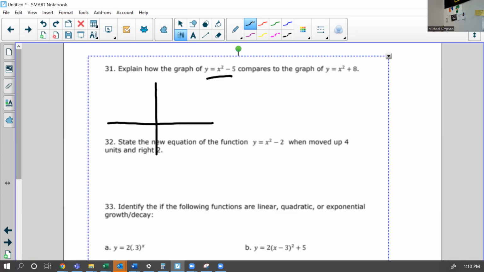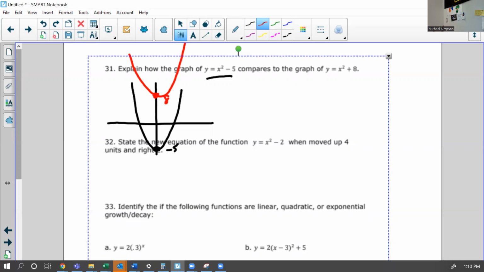The y-intercept is -5. So this -5 right here, right? That's -5 right there. It looks something like this. And this graph now, if you know, it's a +8. So the graph shifts up how many units? 13 units up on the y-axis. So the new graph is going to look something like this now, where this point right here is 8.